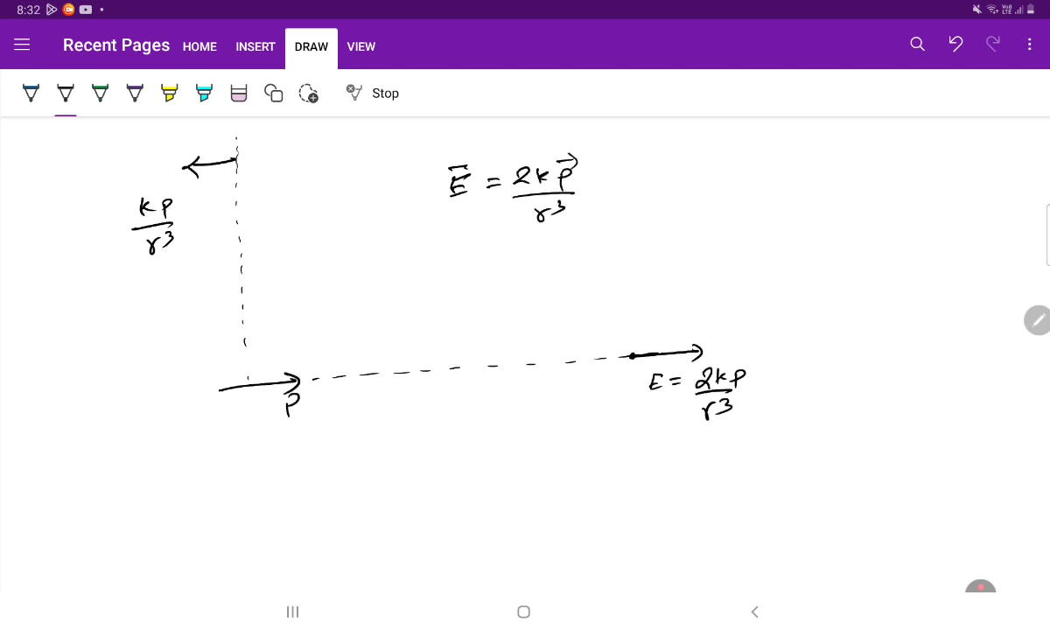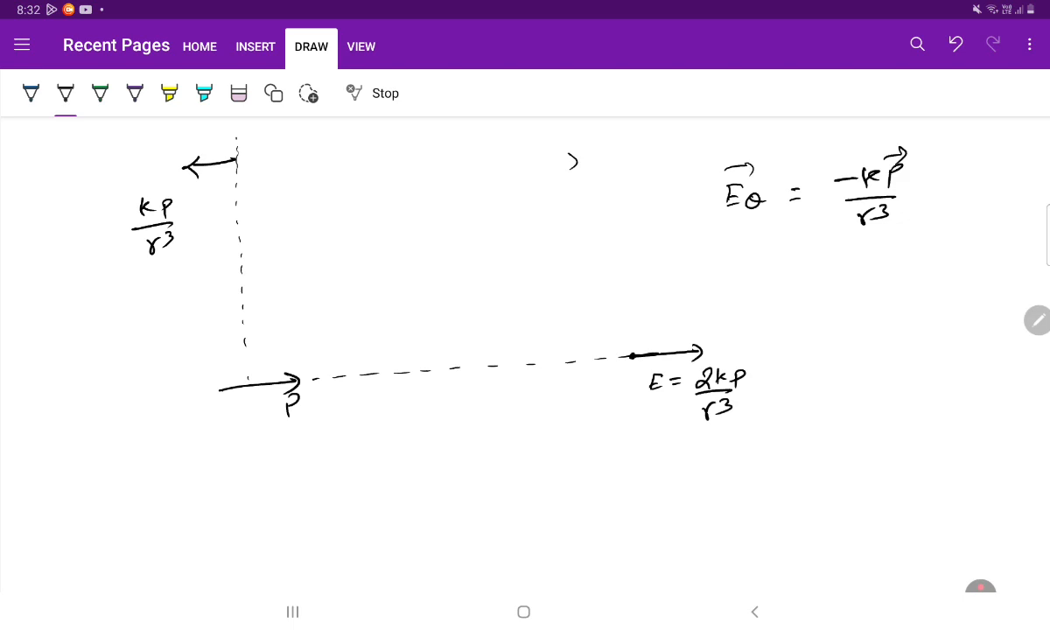So this basically represents the electric field along the radial direction, plus 2kp by r cube if it is the radial direction, and in the tangential direction I can say E theta is equal to minus kp vector by r cube. So these are the other two important things you must remember.